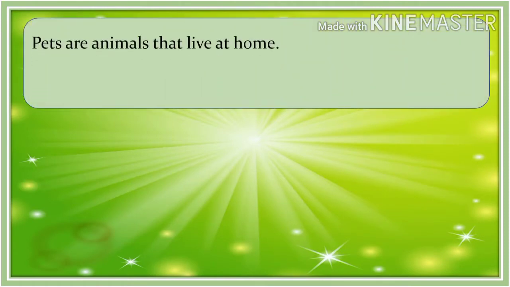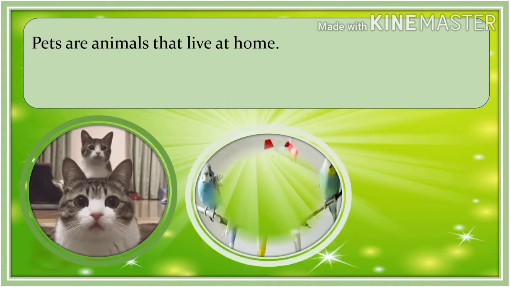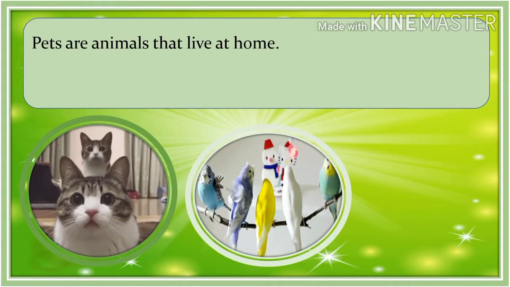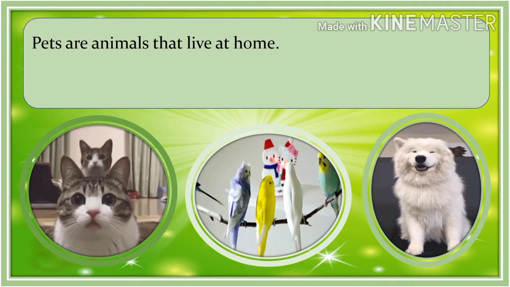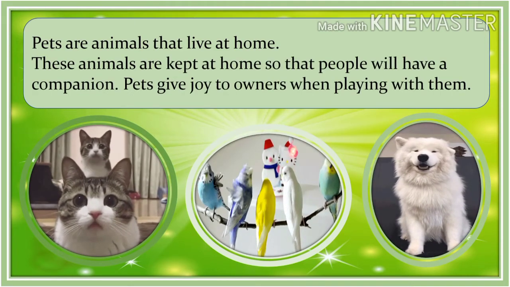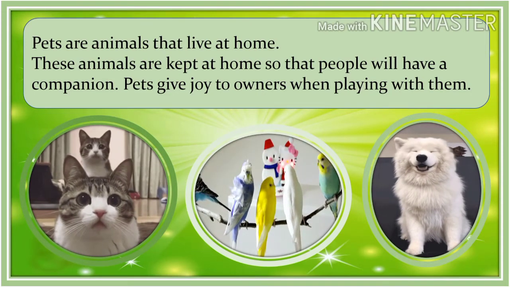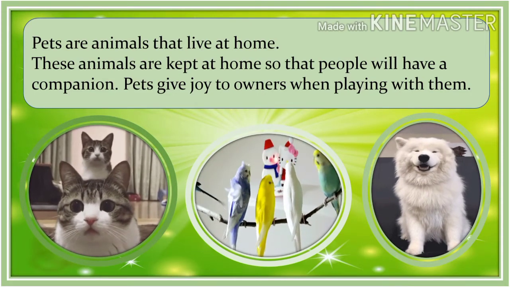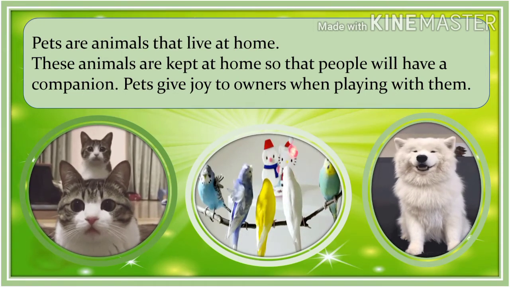Pets are animals that live at home. Some examples of pets are cats, birds, and dogs. Pets are friendly animals. These animals are kept at home so that people will have a companion, and pets give joy to owners when playing with them.